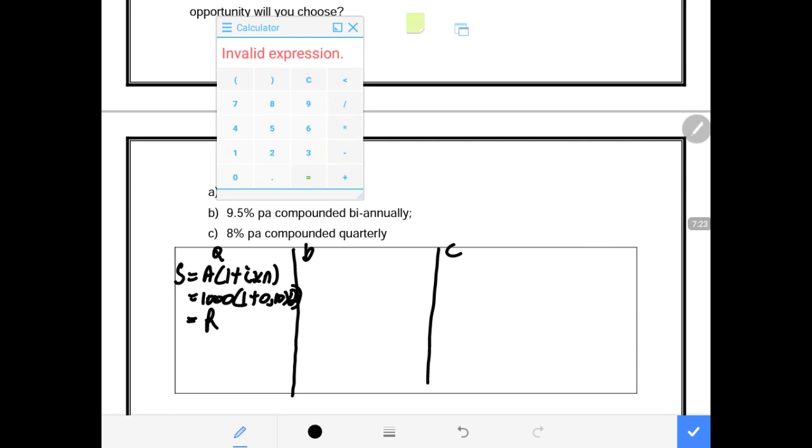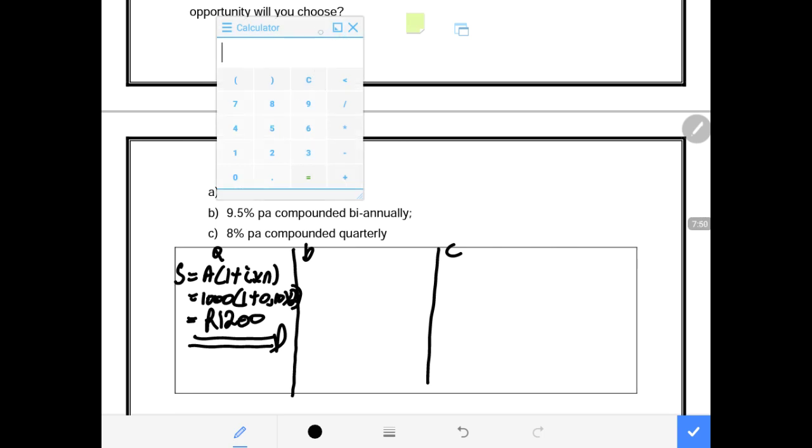Then this will give us 1,000 times open brackets 1 plus 0.10 times 2, which is the number of years. This will give us 1,200 rands. So this will be the sum accumulated, or the future value, in the case of simple interest.